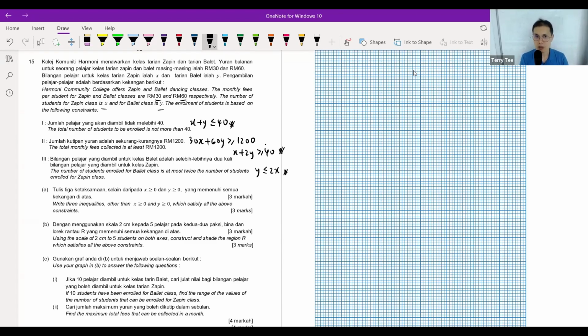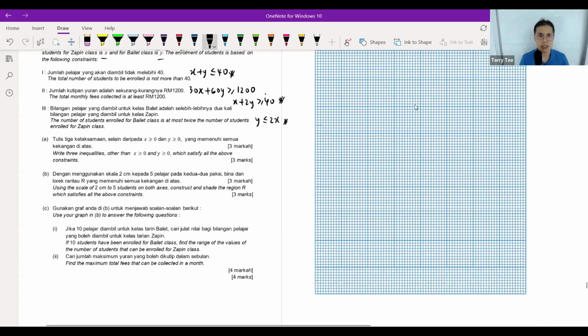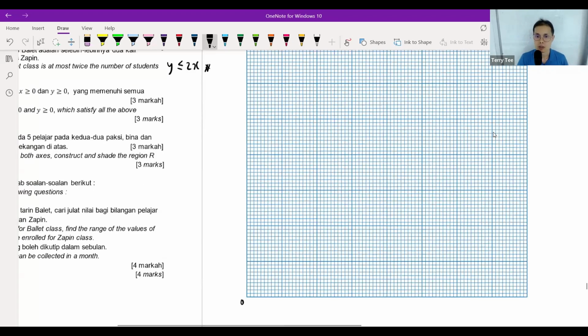Part B, they say using a scale of 2 cm to 5 students, construct and shade a region that satisfies the constraints. I think I'll draw the scale first. 2 cm to 5 students. So it's 0. Let me zoom in. This is 5, 10, 15, 20, 25, 30, 35, 40.